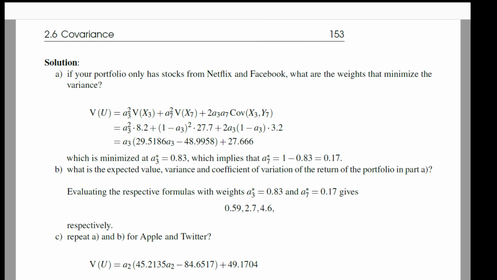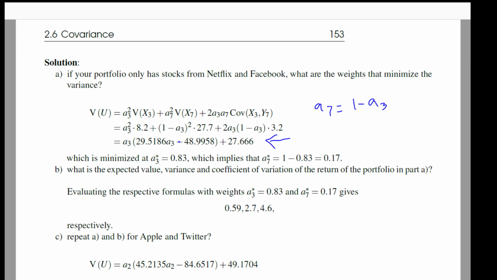Okay, so we're going to use our formula here. First we add the diagonal terms, and then 2 times the covariance. A3 and A7 are the weights that you need to find. So variance of X3 is 8.2, as you see here, variance of X7 is 27.7, and then the covariance is 3.2. No surprises here. Then you rearrange it a little bit and you get this expression, which is only a function of A3, because A7 is 1 minus A3. We need the sum of both to equal 1.